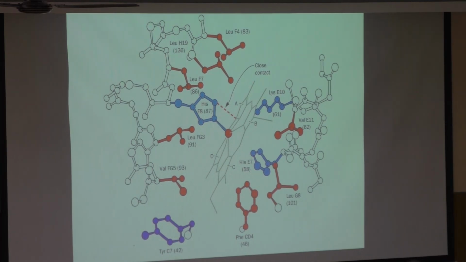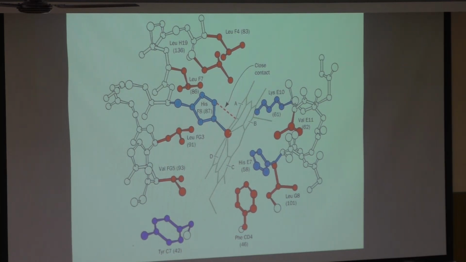Now when the oxygen is coming, as I told you, iron has 6 valencies. 4 will be from the pyrrole ring. The 5th will be from this histidine, imidazole. Now as this is coming very close to this iron, it is called the proximal histidine. Now, what is proximal histidine? There is a question about proximal histidine and distal histidine.